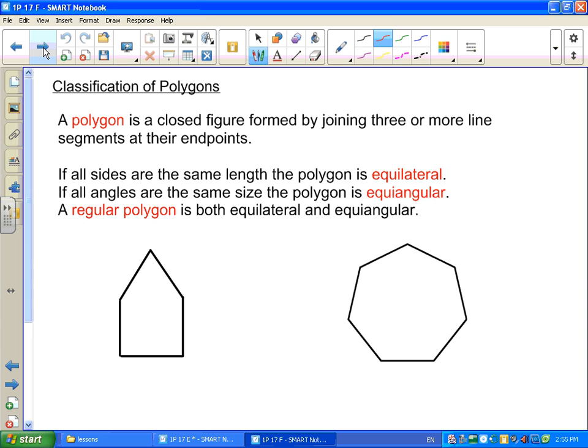A polygon is a closed figure formed by joining 3 or more line segments at their endpoints. So basically, you have a bunch of straight lines that connect together at their ends. They form a complete closed figure. If all sides are the same length, the polygon is equilateral. Now you've run into that with triangles. If a triangle is equilateral, all 3 sides are the same length. If all the angles are the same size, the polygon is equiangular. So it just means all the angles are equal. If all of the sides are the same length and all the angles are the same size, then it's what's called a regular polygon.